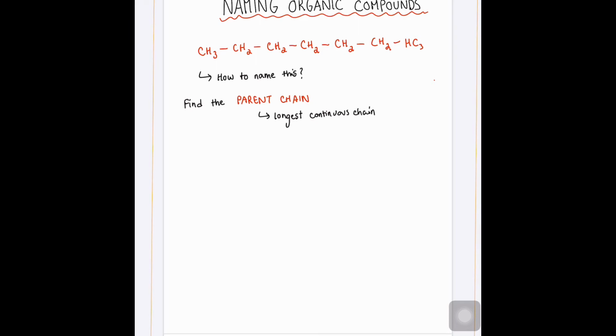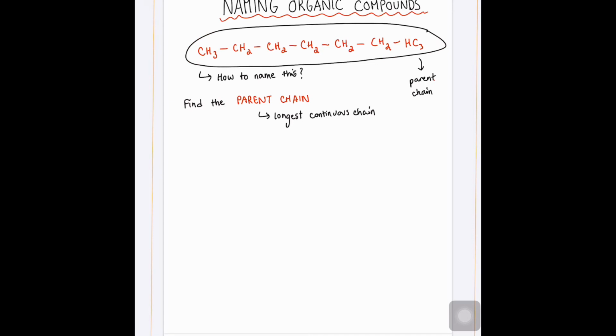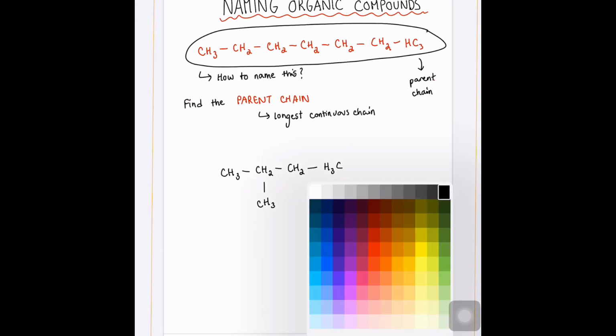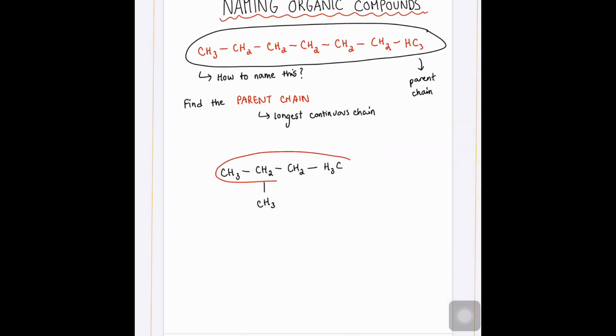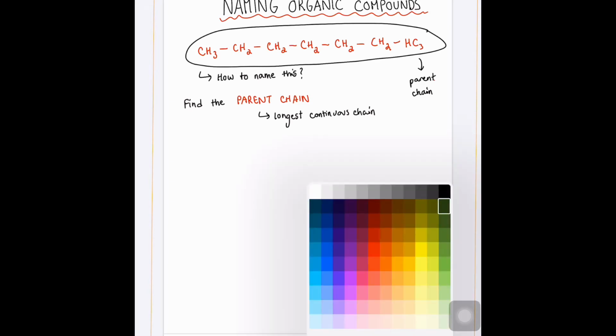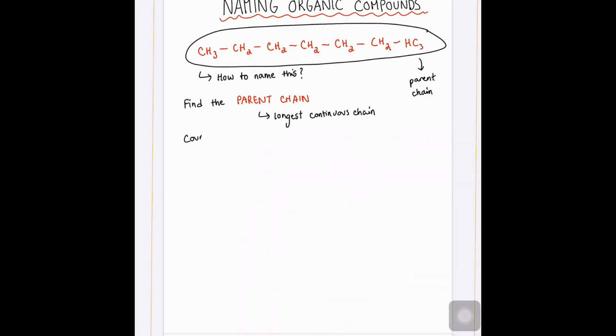So for our example up top, it'd be pretty easy because there's only one long continuous chain of carbons. However, if you're looking at something a little bit more complicated that has branches, like this example here, you would have to find the parent chain by finding the longest continuous chain of carbons. So it would be these 4 up here. It would not be these 3 because 4 is a longer chain than 3. However, for the sake of simplicity, the example we're doing up here, our parent chain is just the whole compound.